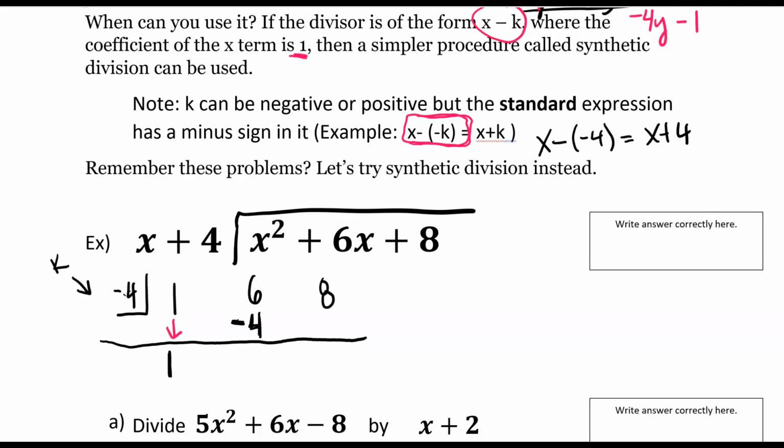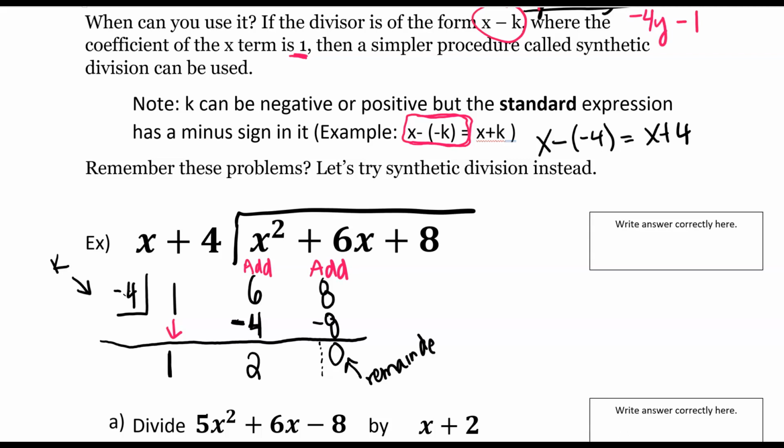Now, what are you doing with the columns? You are adding. So 6 plus a negative 4 is 2. Then you multiply what you put under that line times the number in the box, which is -8. And then again, you add. 8 plus a -8 is 0. That last number represents your remainder.